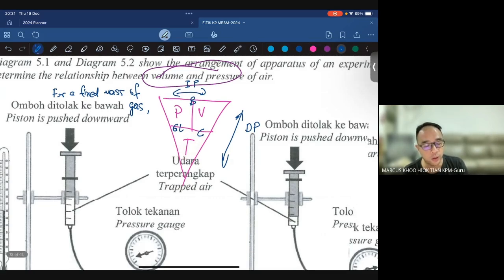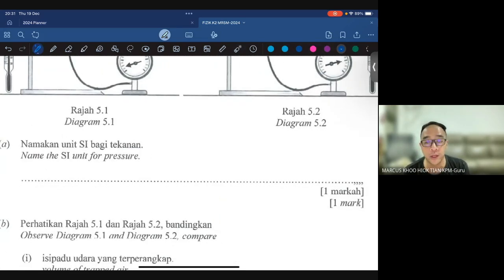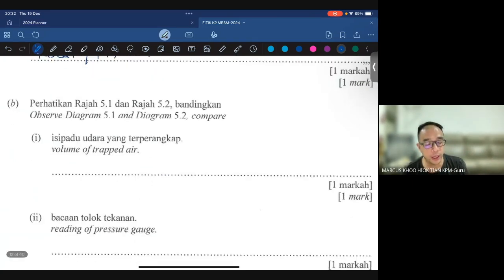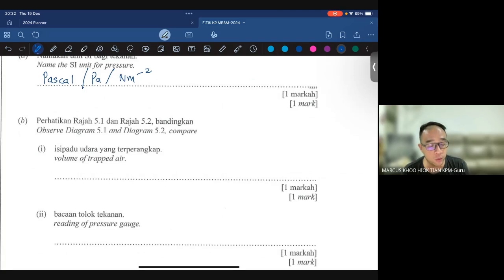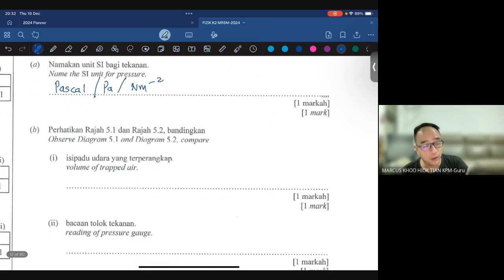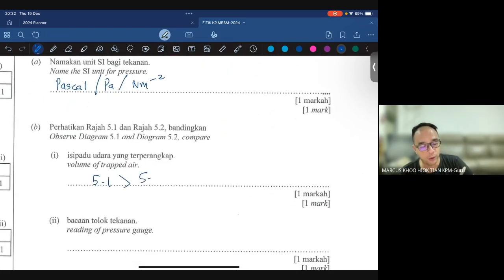So the question is, state the SI unit for pressure. So anticlimactic. The SI unit for pressure is Pascal. You can answer Pa also. I don't think it's a big deal. The other one is Newton per meter squared. Mana-mana pun boleh. Any one of these is not a problem. Compare the isi padu udara terperangkap, volume of trapped air. The volume of trapped air is here. I think it's very, very easy to see. 5.1 is more than 5.2.